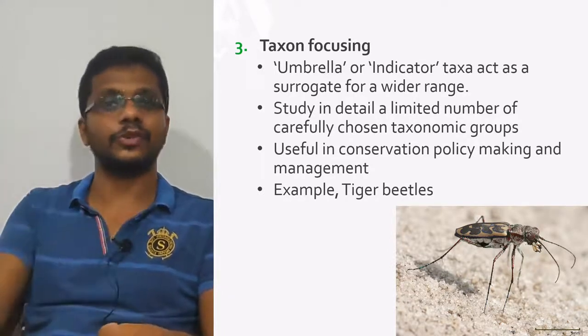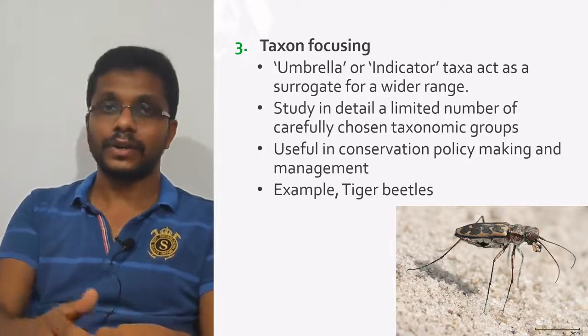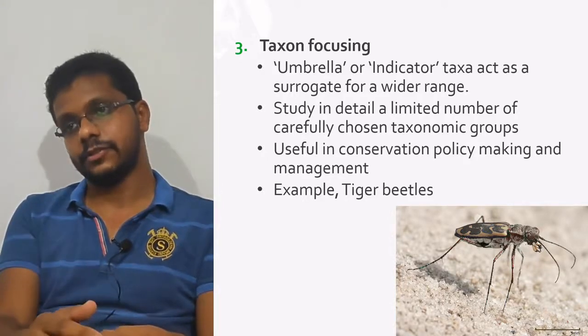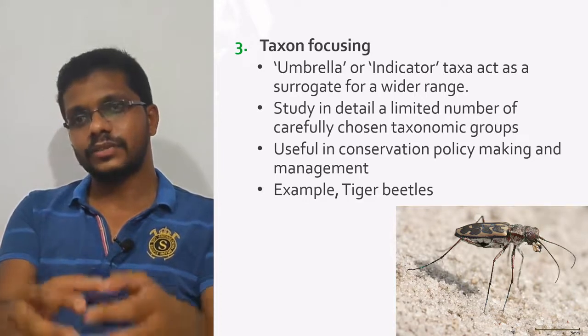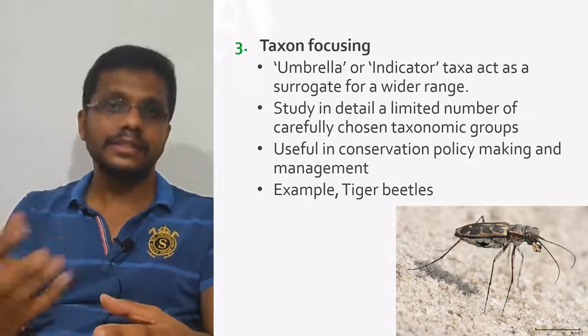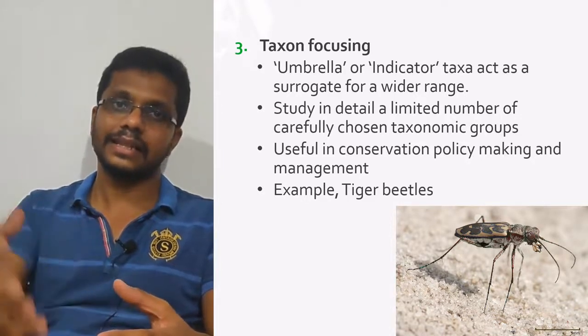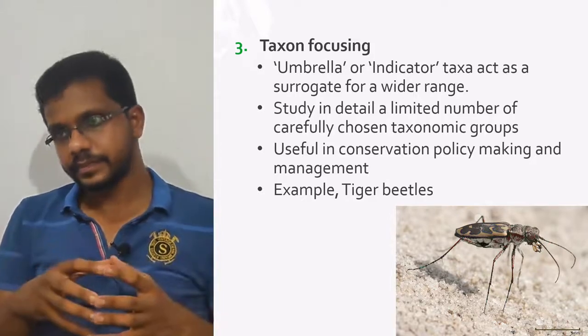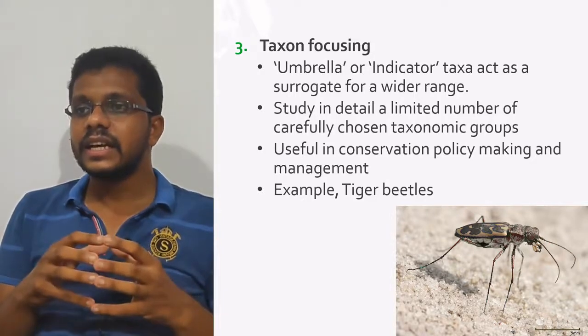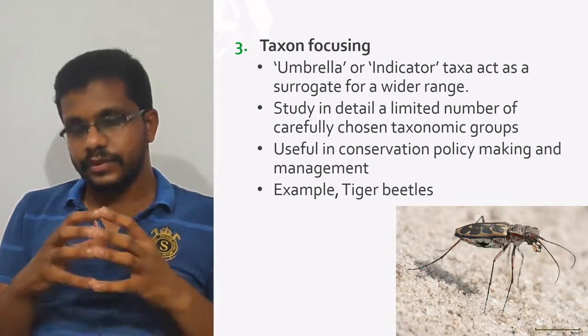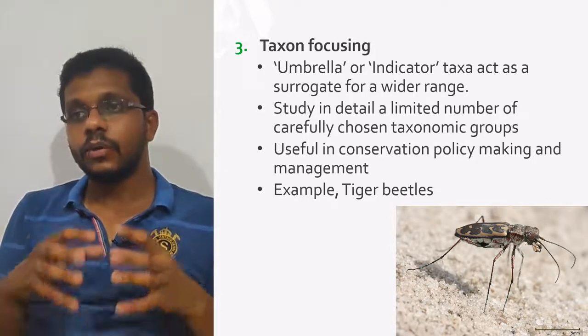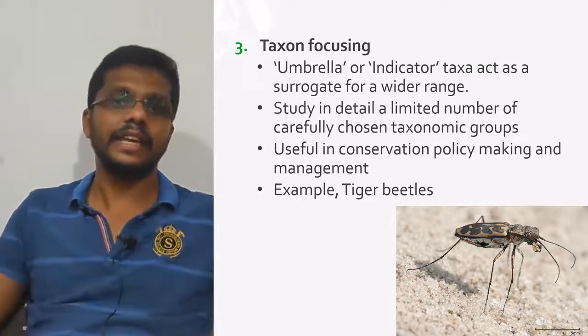It's like the keystone species in a community or an indicator species in a biodiversity. So in taxon focusing, we are focusing only on a particular taxa, but the diversity of this taxa is directly proportional to the overall biodiversity. And we are conducting a very detailed study of this particular taxa. We are not studying any other organism.